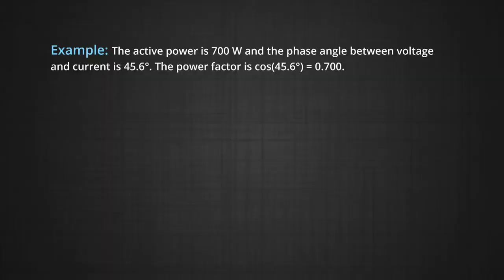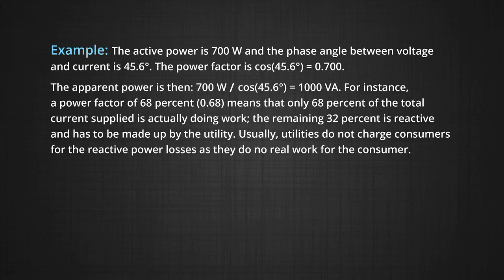Now, here we can take an example. Suppose the active power is 700 watt and the phase angle between voltage and current is 45.6 degrees. The power factor is cos 45.6 degrees. This value is nearly equal to 0.700. Therefore, the apparent power is 700 watt divided by cos 45.6 degrees, which comes to around 1000 VA.